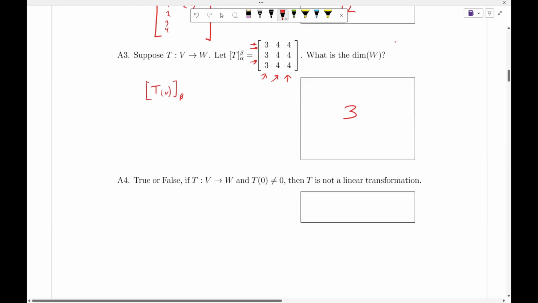Now, here, this is an interesting true or false question. If we have a function mapping V to W, and the 0 does not get mapped to 0, then T is not a linear transformation. What we need to do is just verify for ourselves that T of 0 does not actually equal 0. And this is true. Because T of 0 doesn't equal 0, and one of our results for a linear transformation is that T of 0 would equal 0, this would mean that T cannot be a linear transformation.